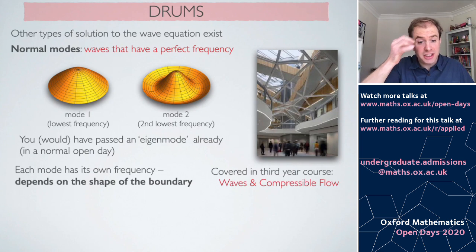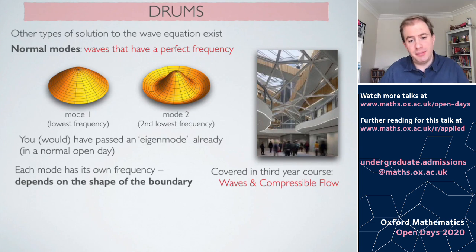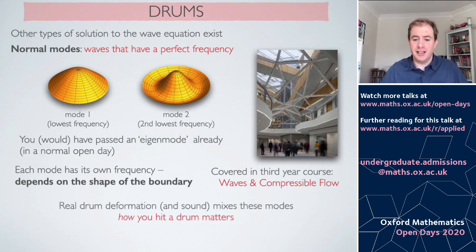Now, as I said already, each mode has its own frequency, and it turns out that frequency depends on the shape of the boundary. And in general, when one hits a drum, we mix these different modes, the modes with different frequencies, and we end up getting a spectrum of different frequencies. And actually how you hit the drum determines what the mix of those frequencies is and what the mix of those modes is. So you might find it a bit surprising that the way in which you hit something can change the sound that it makes.